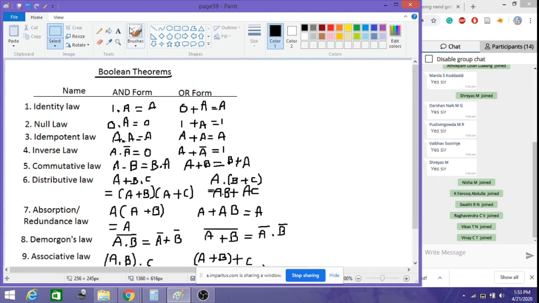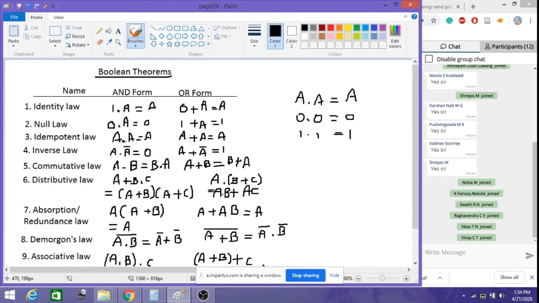Now let us look into the idempotent law. Here, if we take the product of the same input, that is A into A, it is A itself. For example, if A is 0, then 0 into 0 is equal to 0. If A is 1, then 1 into 1 is equal to 1.